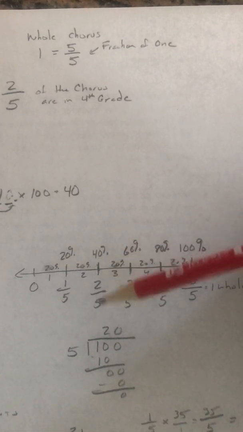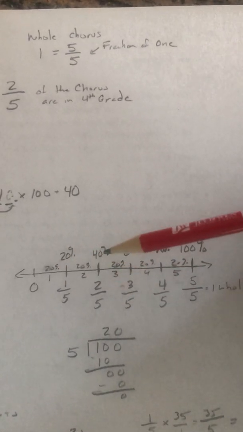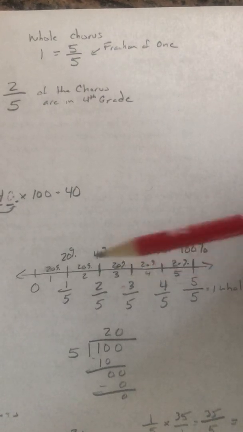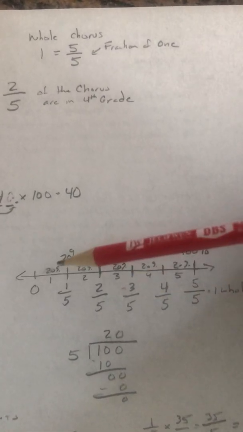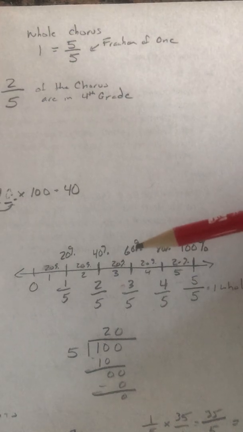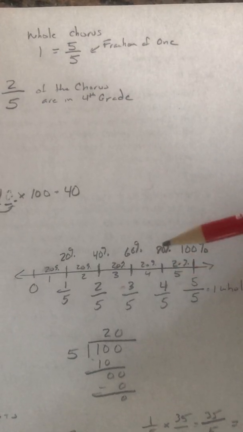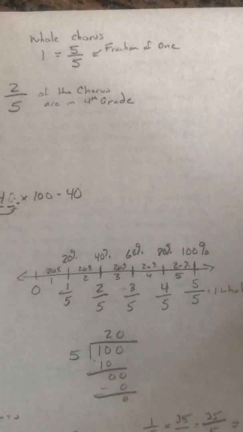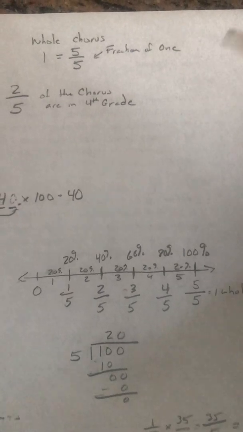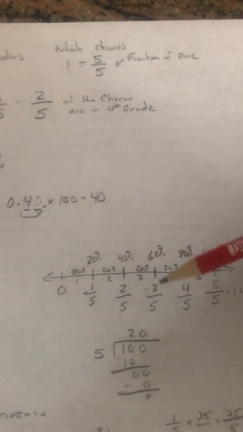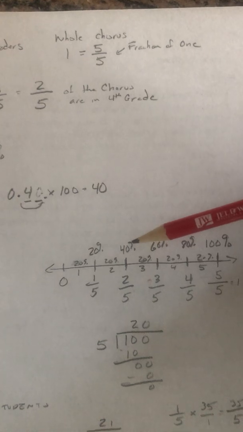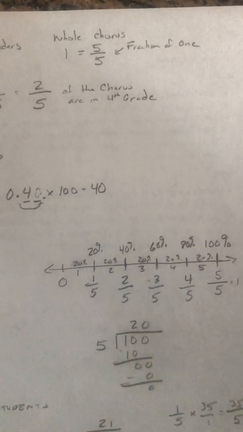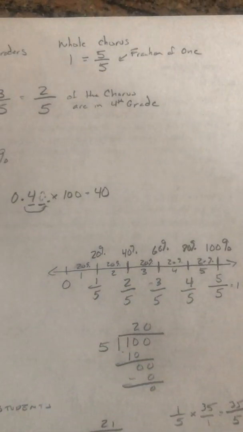The second line, which is 2/5, equals 40%. Our third line is 3/5, and again, 20, 40, 60, that's 60%. And then 4/5 is 80%, and I know that 5/5, or my whole, is 100%. So if I want to know what 2/5 is, well, that's 40% of the chorus. So that's another way of showing it using a number line.